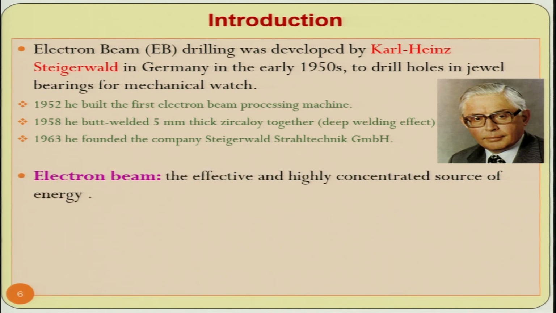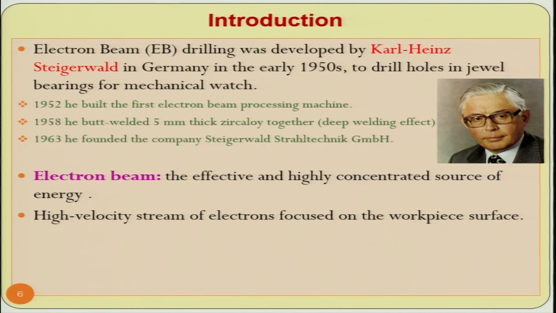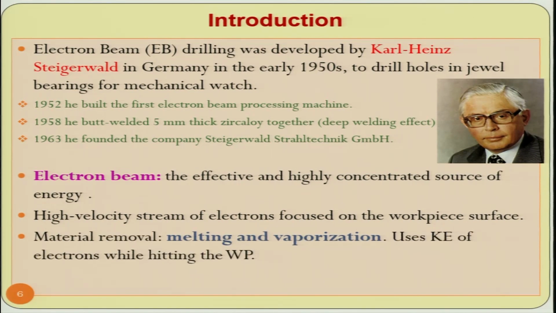The electron beam is an effective and highly concentrated source of energy: a high velocity stream of electrons focused on the workpiece surface. We will see the mechanism of material removal, that is, how these electrons are able to remove the material from the workpiece. Material removal is basically the melting and vaporization of the workpiece material, a common mechanism of material removal in thermal advanced micromachining processes.